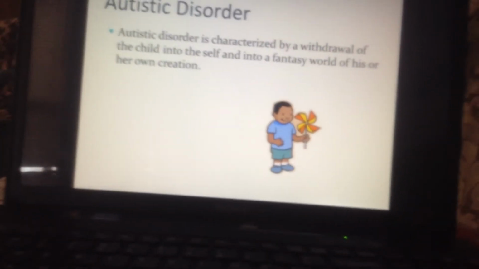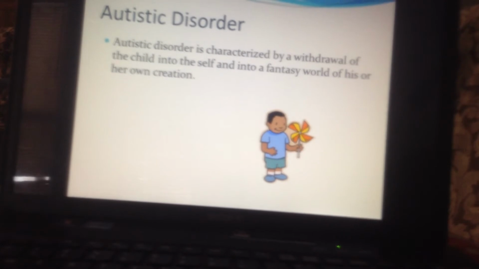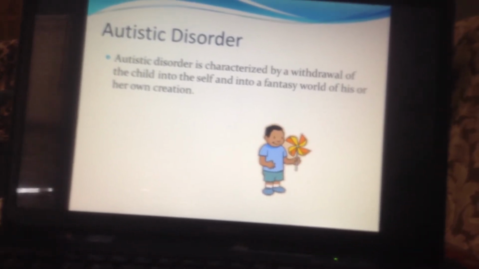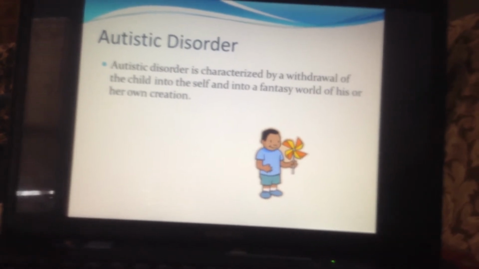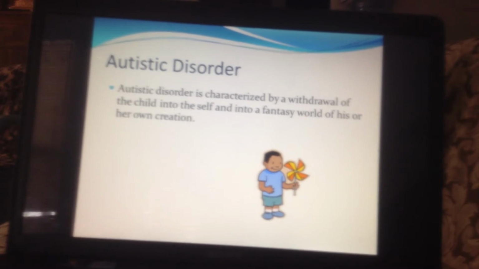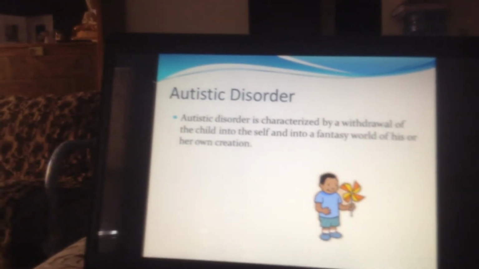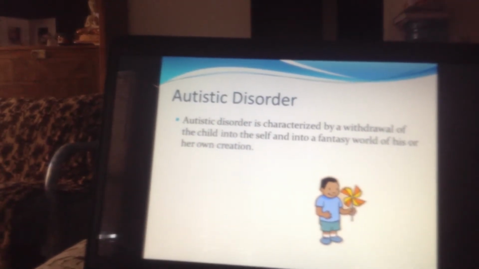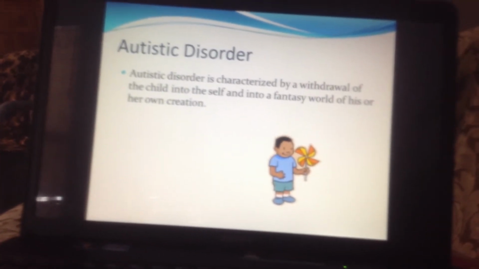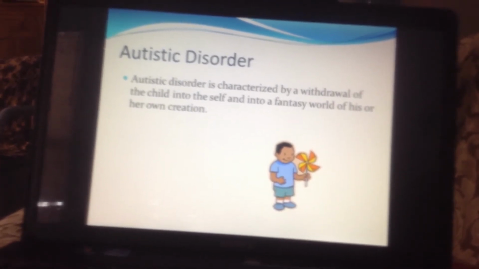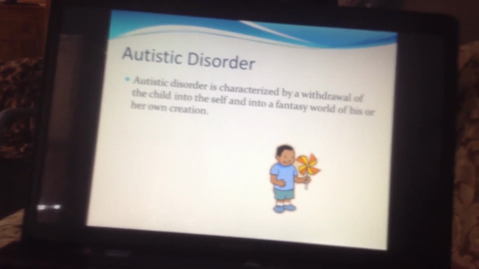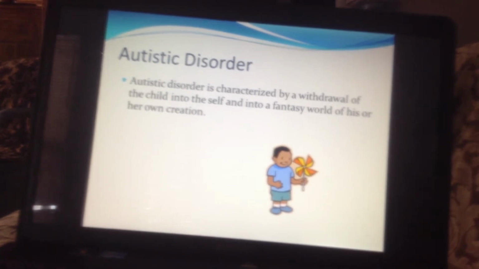Okay, let's talk about autistic disorder. With autistic disorder, you have a child that is very withdrawn into self. So this kid has his or her own world. Okay, so what happens is they have a marked abnormality in social interaction and communication. Now, these kids do not communicate, or they do not have any kind of social interaction. They do not maintain eye contact, and they would like to be left alone.